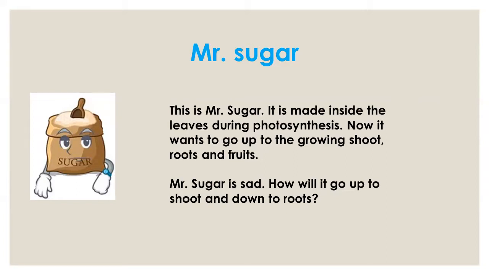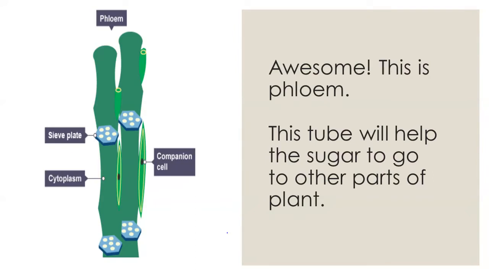This is Mr. Sugar. It is made inside the leaves during photosynthesis. Now it wants to go up to the growing shoot, roots, and fruits. Mr. Sugar is sad. How will it go up to the shoot and down to the roots? Awesome! This is phloem. This tube will help the sugar to go to other parts of plant. But how?